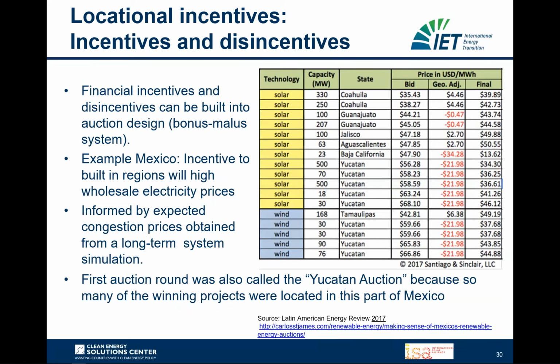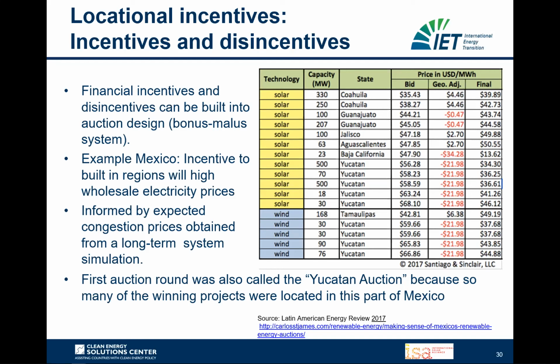Secondly, let's look at the Mexican case, where you have some incentives and disincentives built into the auction design in this case. So a bonus malus system. So you actually had an incentive in the first auction round in Mexico to build solar PV projects in areas with relatively high electricity prices.